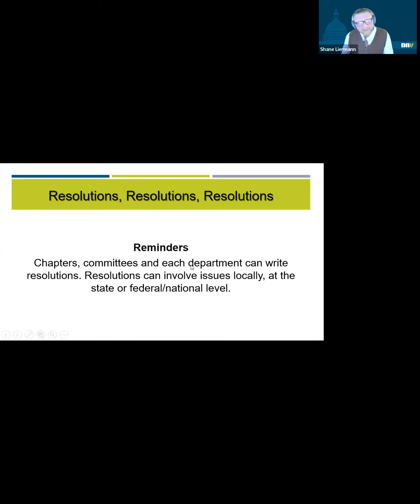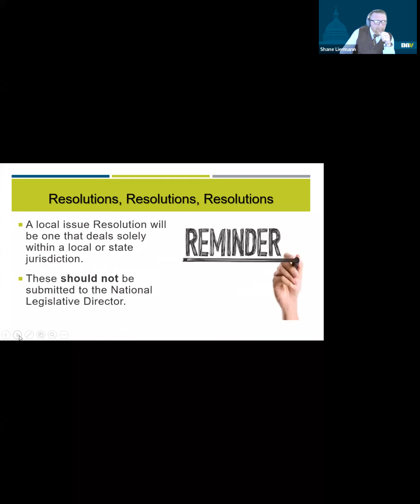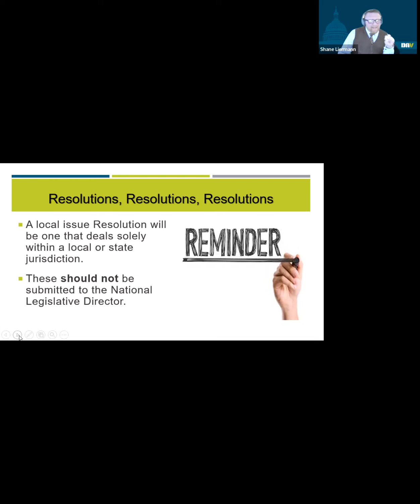As a reminder, as we noted just a second ago, chapters, committees in each department, you can write resolutions, and resolutions can involve issues locally or at the state or federal national levels. Well, what's the difference? A local issue resolution will be one that deals solely within a local or state jurisdiction or a local municipality. These that are adopted by your department should not be submitted to Joy. The national organization has no jurisdiction over resolutions that impact local or state level issues for your department.